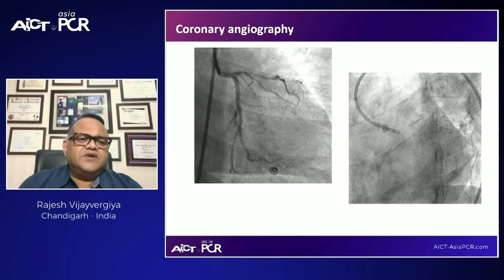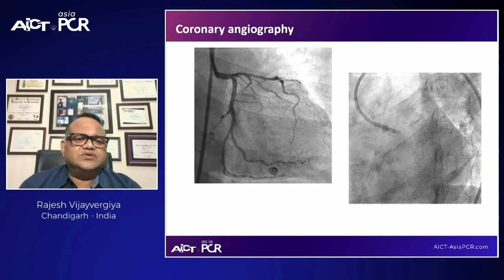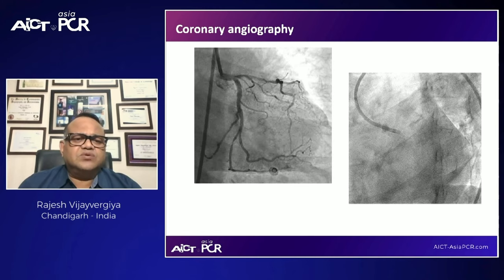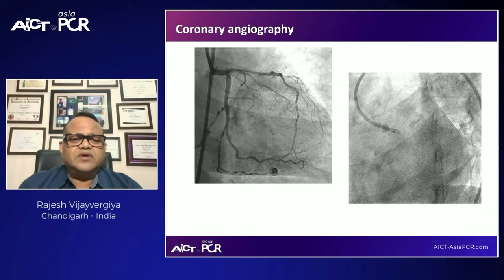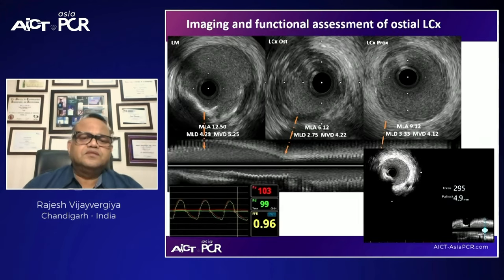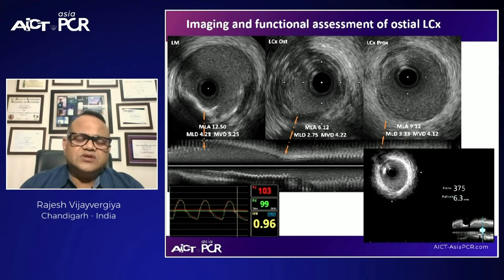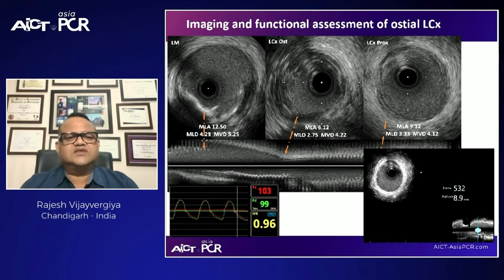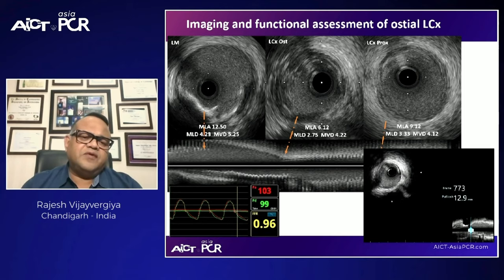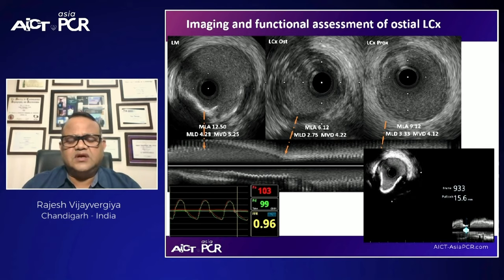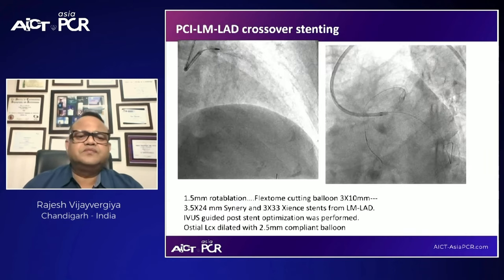The coronary angiography showed the left circumflex is normal, and the ostium of the left circumflex is okay. Proximal to mid LAD, including the ostium, is calcified with around 80% stenosis. So before going for PCI of the ostial LAD from left main to LAD crossover stenting, the side branch ostial LCX was assessed with IVUS, and the area was 6.12 millimeter square at the ostium of the LCX, and the FFR value is 0.96. This is the IVUS run across the ostial LCX, which did not show any significant lesion.